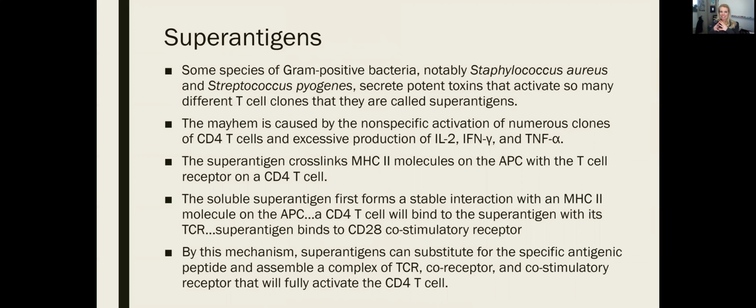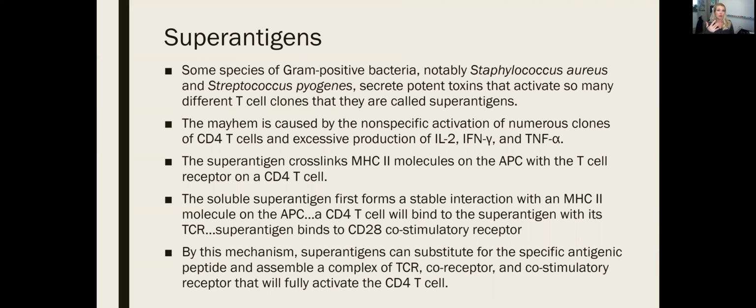However, some bacteria, specifically like Staph aureus and Strep pyogenes, are able to produce an exotoxin that is such a robust antigen that it will activate a whole bunch of T cell clones regardless of specificity. And that's why they're called superantigens, because essentially the specificity is gone, and if T cells are in the area of that toxin, they will become activated.